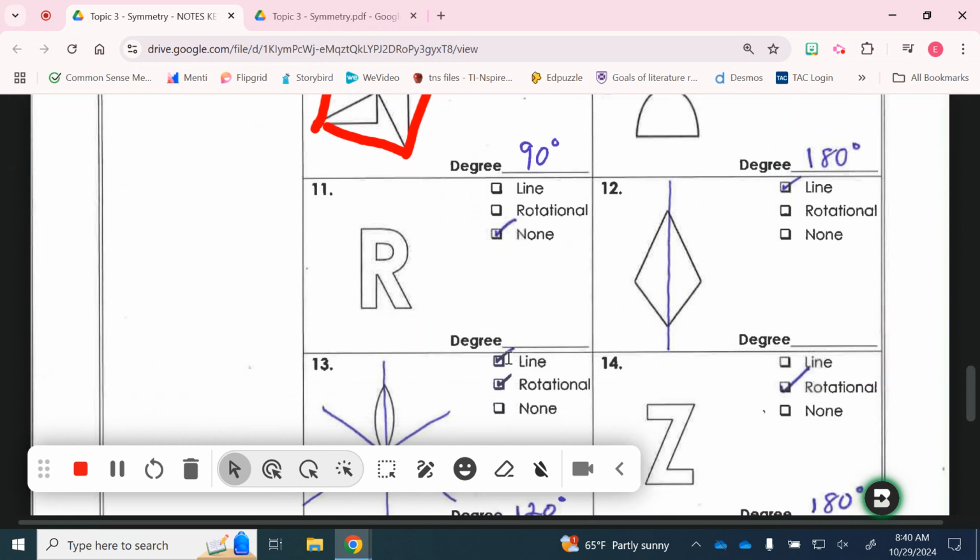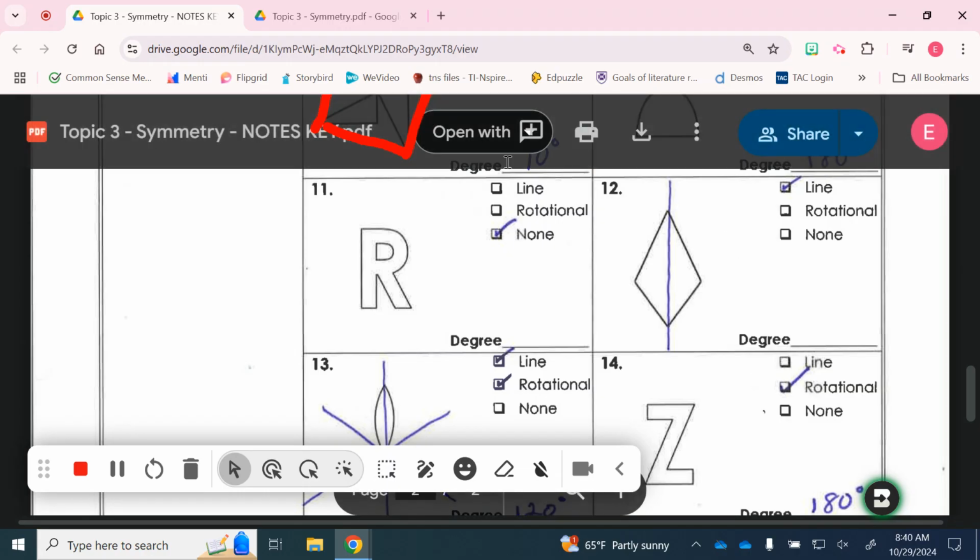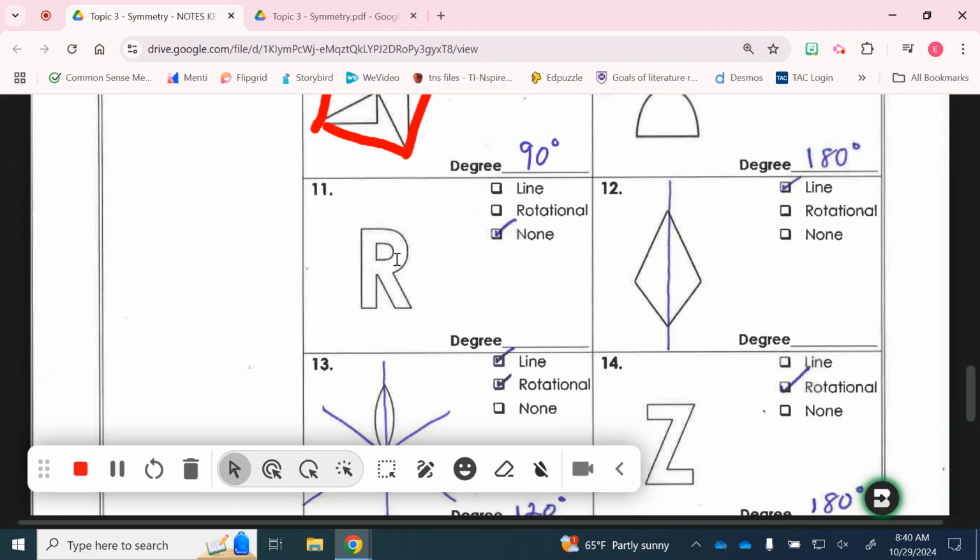Now for 11, we're dealing with the same idea as that letter A. In this case, it was the letter R. There's neither here. It doesn't matter where I draw a line, nothing's going to map back onto itself. And if I put a point in the center and rotated it, it's going to hit 360 to get back to its original shape. Questions on those two?